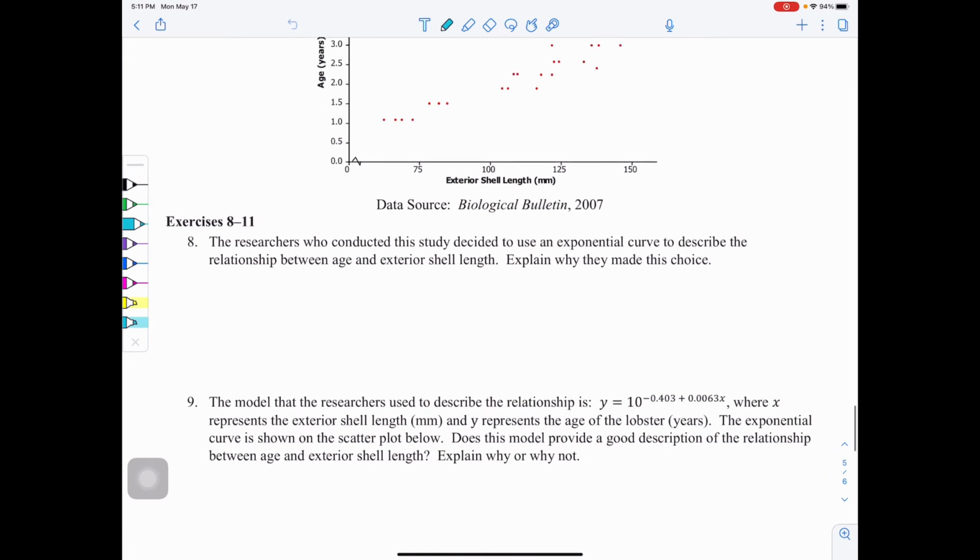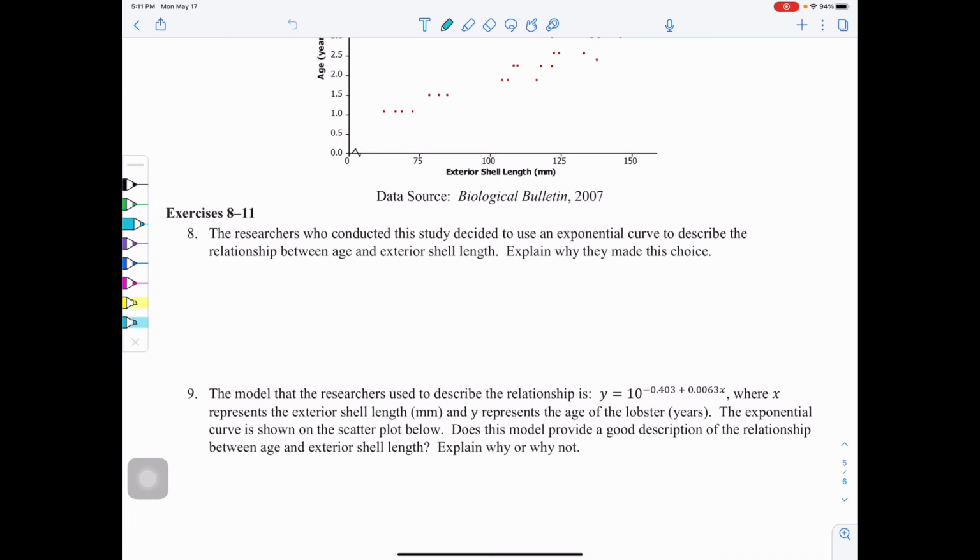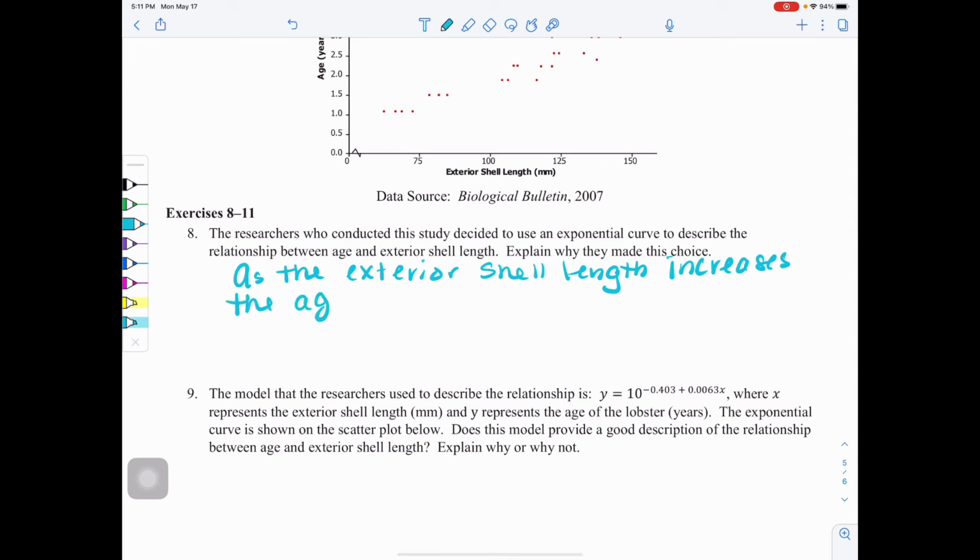So we're going to use that with what we have. So exterior shell length is on your x-axis. As that's going up, your age in years are also going up, but going up at a quicker rate. So we'll say as the exterior shell length increases, so that's the x value, the age of the lobster also increases. Okay, so that helps us with the increasing pattern. But we want to describe why the exponential shape.